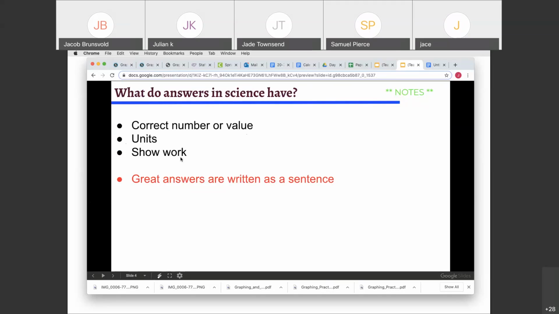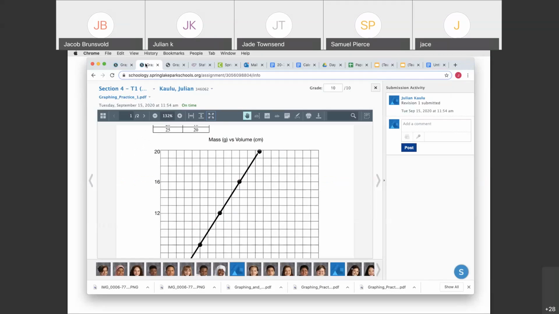I mean, assuming it's a numerical answer. If I'm asking you to write a sentence, then write a sentence. Great answers are written as a sentence, though. So that's sort of like a next level step. If you want to write your answer as a sentence, I'll maybe model how to do that for this one, and we'll talk about what that would look like. Okay, so let's critique Julian's answer then.